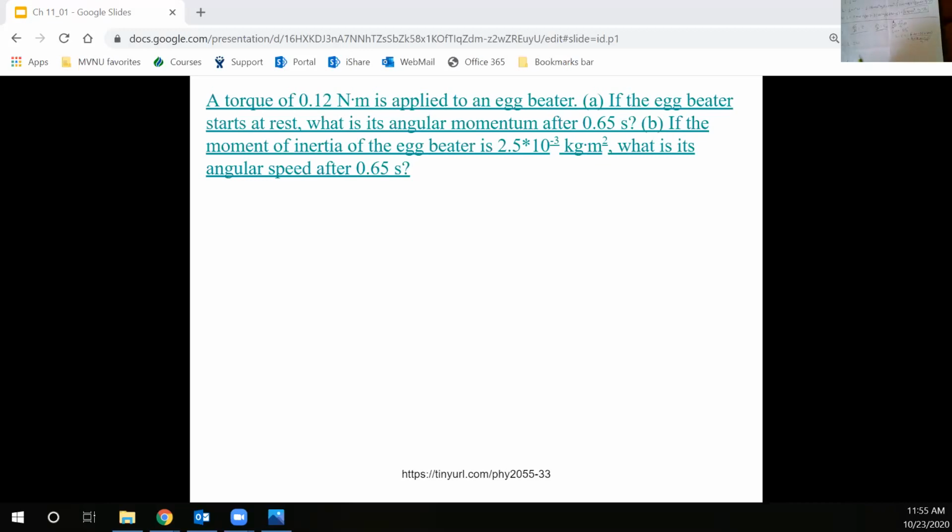All right. And then the second part: if the moment of inertia is given, you're looking for the angular speed, which is the final speed. This is 0.078 newton meter seconds, equal to 2.5 times 10 to the minus 3 kilogram meter squared times omega. So omega will be equal to 0.078 divided by 2.5 times 10 to the minus 3, which will be 31.2 radians per second. That'll be your final angular speed.